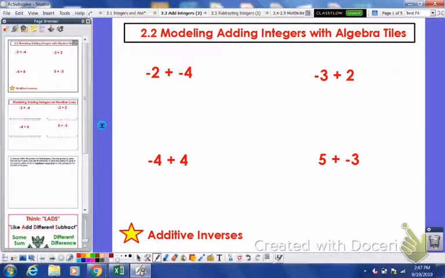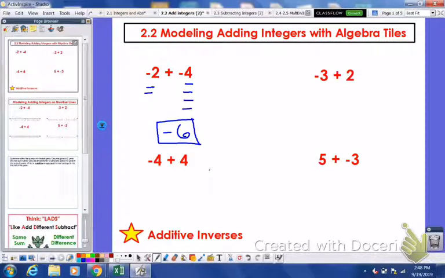So in our first example here, we see a -2 plus -4. We have 2 negatives on the left and 4 negatives on the right. There are no positives to cancel any of those negatives out, so we just need to go through and count: 1, 2, 3, 4, 5, 6, and they were all negative. So -2 plus -4 gives us an answer of -6.